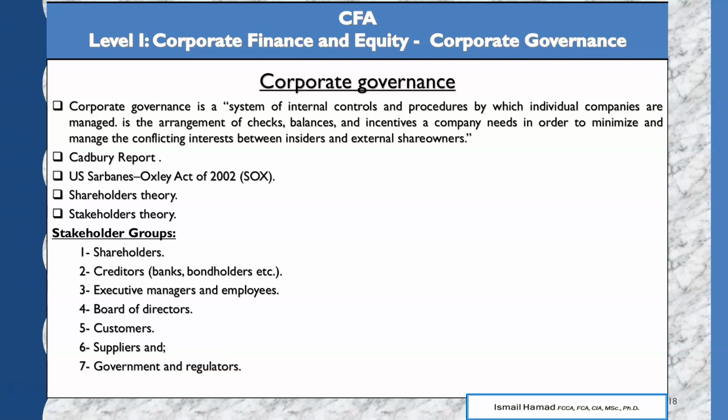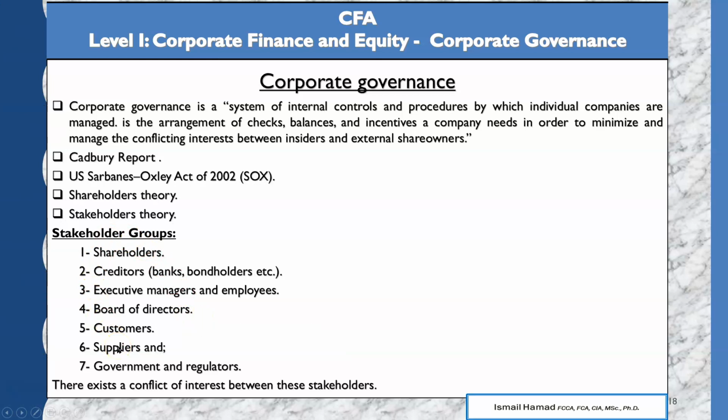And finally, we have the government and the regulators. The government wants to get paid for the taxes. They don't want the manager to manipulate the financial statement so that they show less profit and less tax payment. Regulators also regulate the behavior of managers in the best interest of the community and the country where the company works.